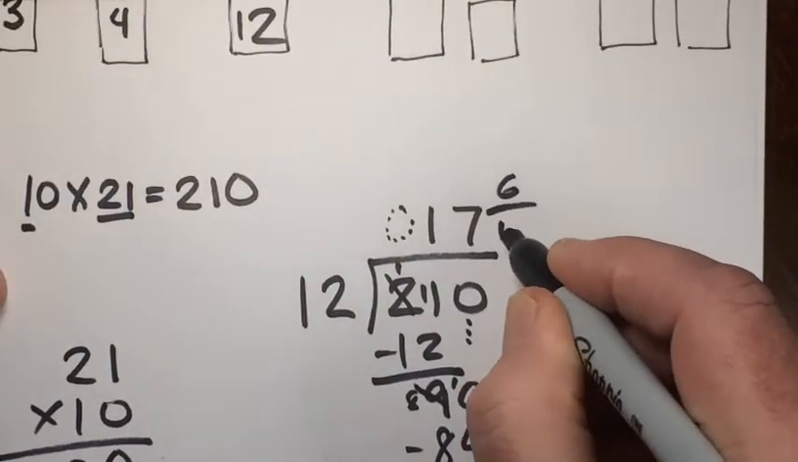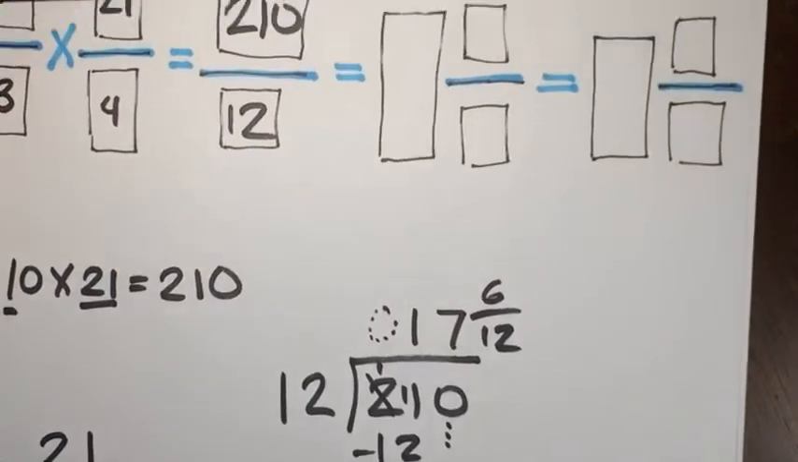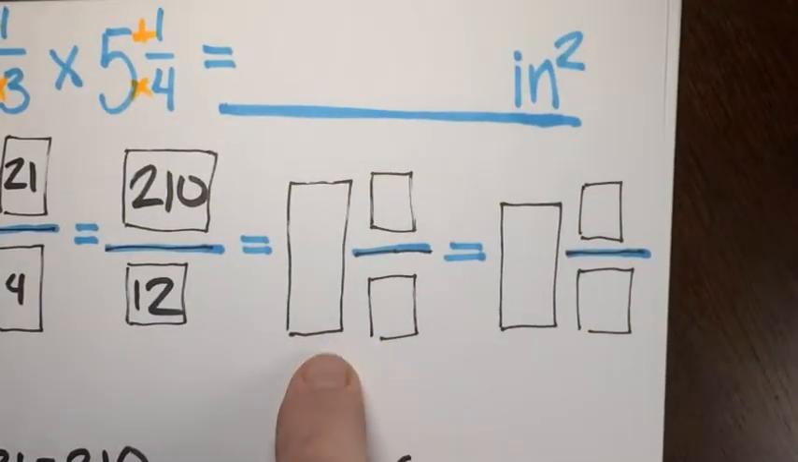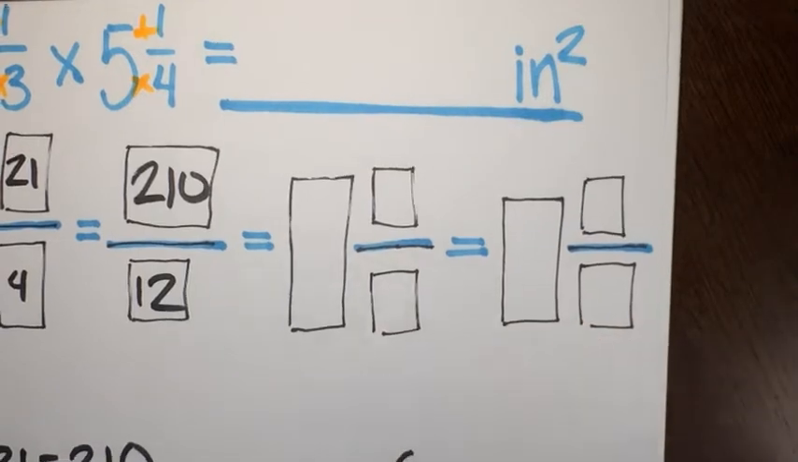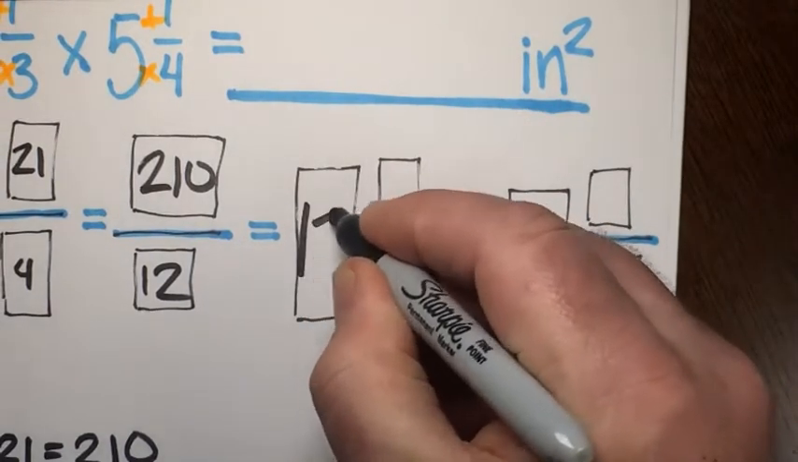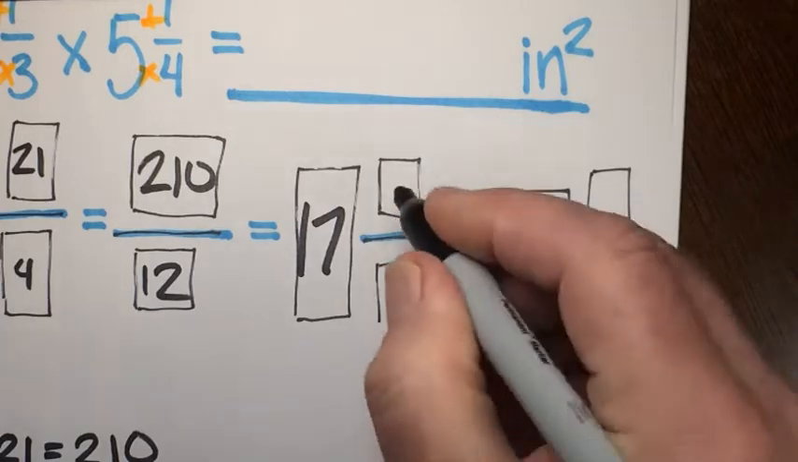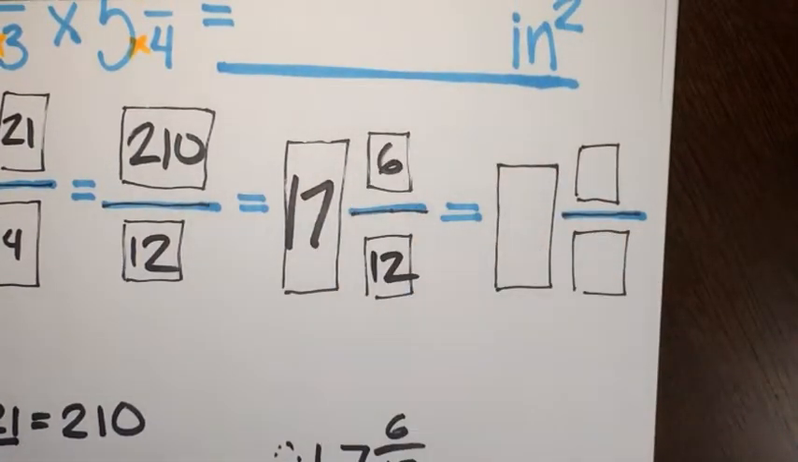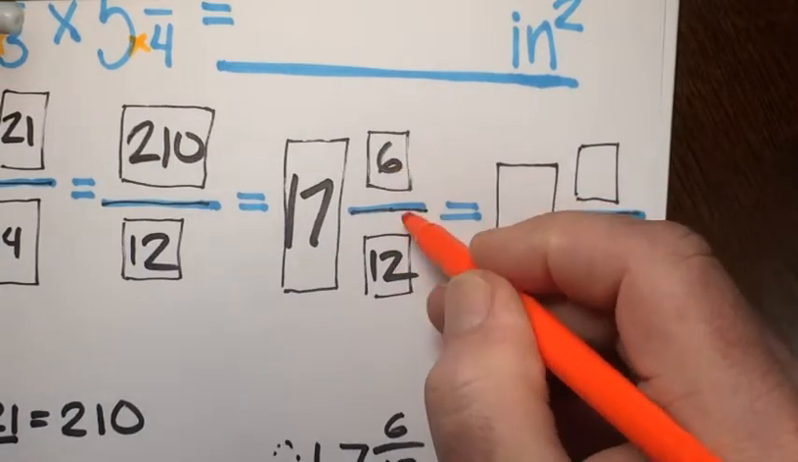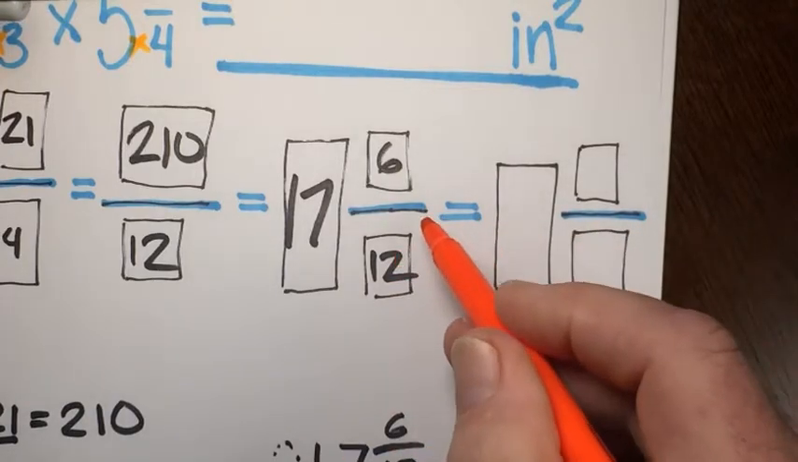And 6/12. The reason I put 2 sets of boxes here is because we can simplify this down to another simpler answer. So we're going to have 17 here, and we'll have our 6/12s here, but we're going to have to simplify that. The way you simplify that is if any number will divide both these numbers, you find the biggest number that will divide both of them.